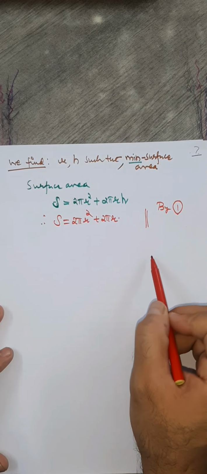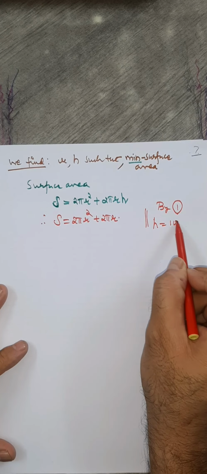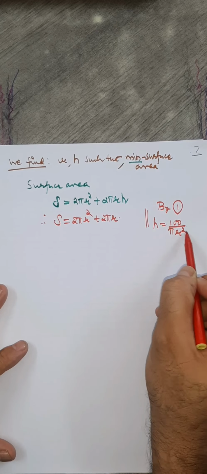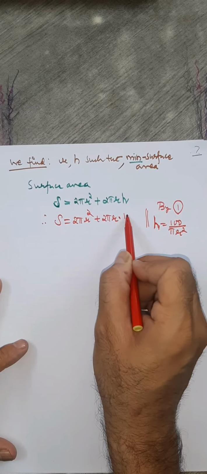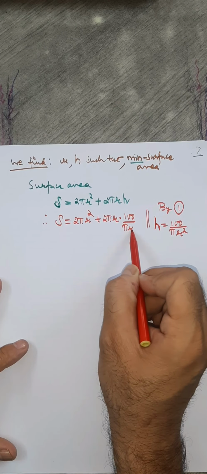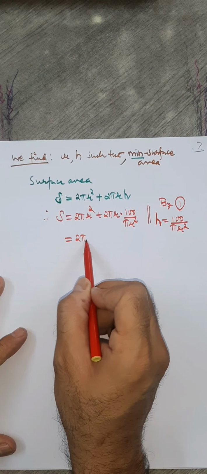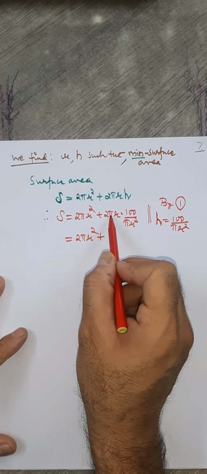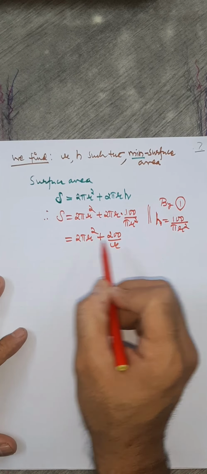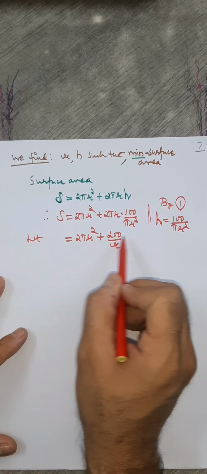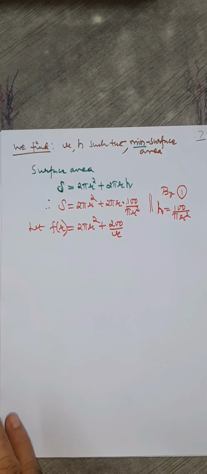So by 1. Why we are doing this? This should be clear to you. There h is 100 by pi r squared, I want to convert into a single variable. So this will be 100 by pi r squared. Clear? Okay, so 2 pi r squared as it is here. Let me simplify. Pi will get cancelled, one r will get cancelled. So we'll get 200 by r. This is purely a function of r, you can see. So I'll call that f of r, which is the surface area with the given condition.